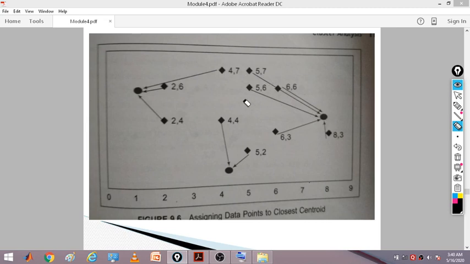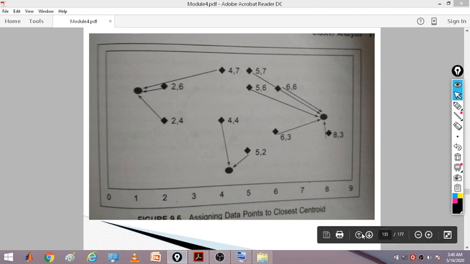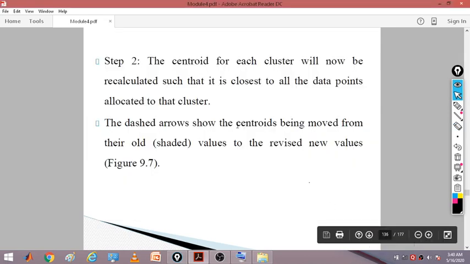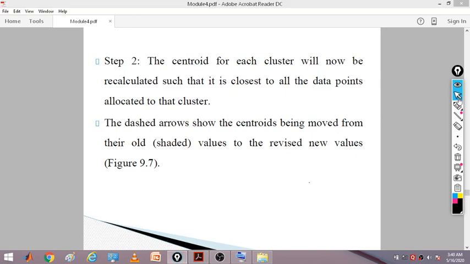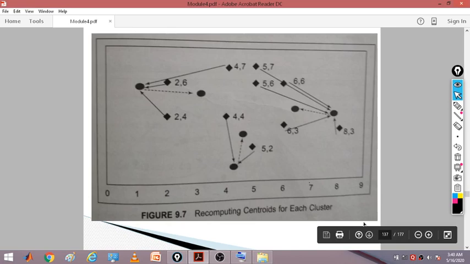But when you see here, after dividing into groups, this centroid seems not to be in the center of this group, so we have to revise the centroid. Step 2: the centroid for each cluster will now be recalculated so that it is closest to all the data points allocated to that cluster. The dashed centroid shows how it has been moved from the old to the new one. Just see here what we have done.